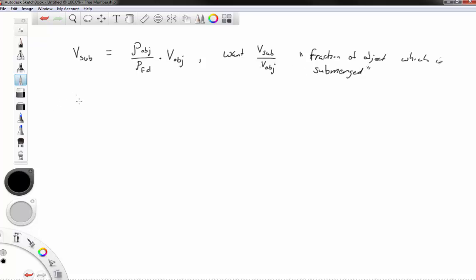So V is the volume which is submerged. So this right here is going to depend not only on how much the object floats or sinks, in other words, on what the ratio of density is, but also on the total volume of the object.